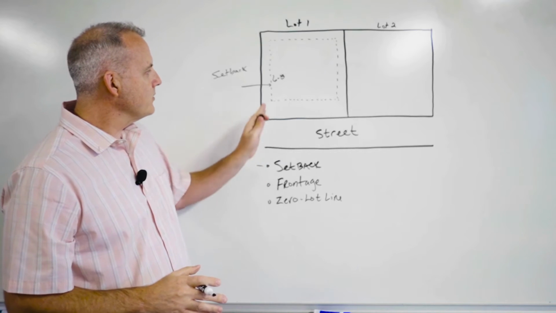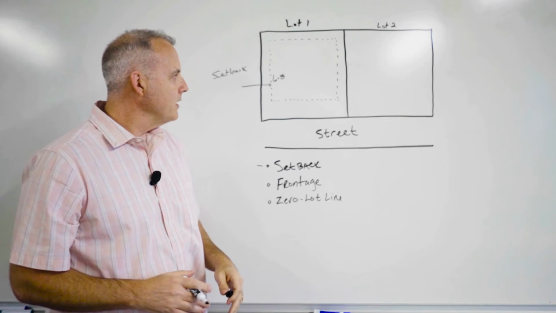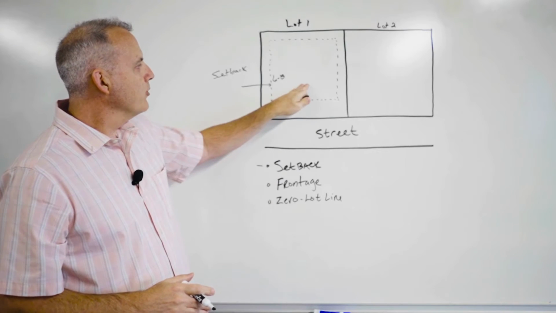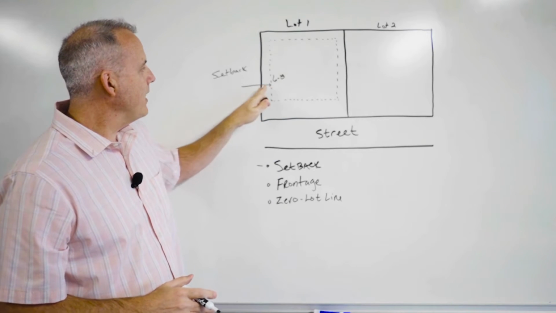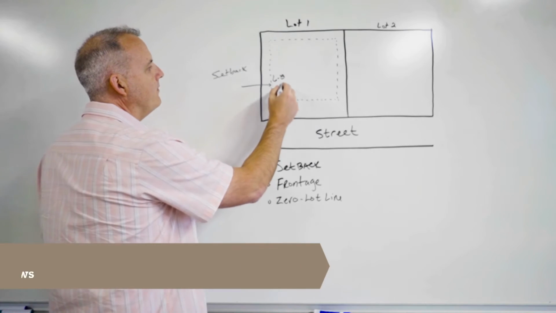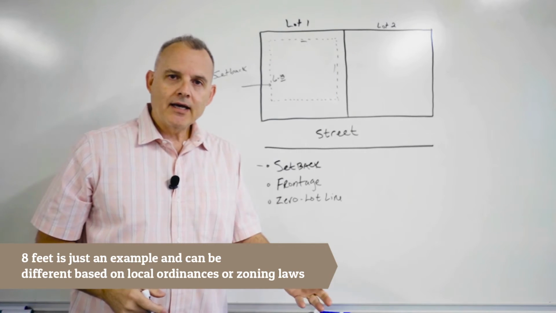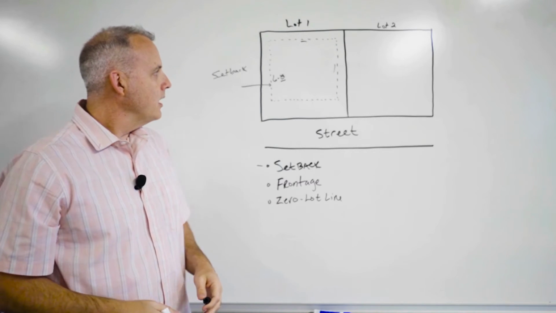And typically the way it's structured is on 3 sides of the lot, no improvement can be put within that buffer zone, if you will. So if you're going to build a house, it's going to have to be 8 feet from the property line. Otherwise, it's going to violate that ordinance or that zoning law on the setbacks.